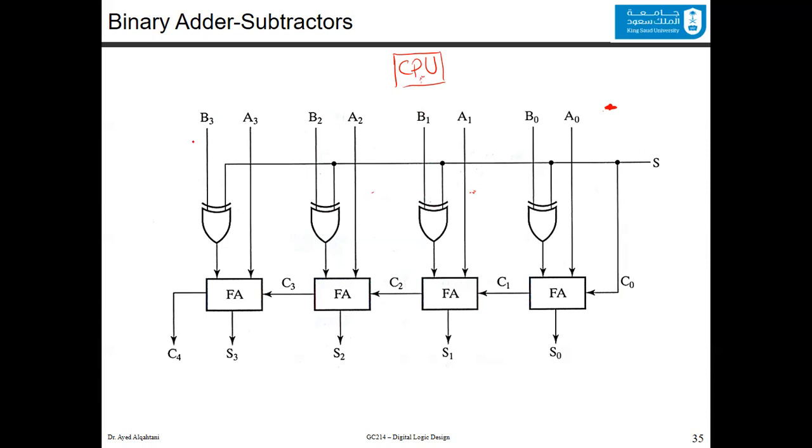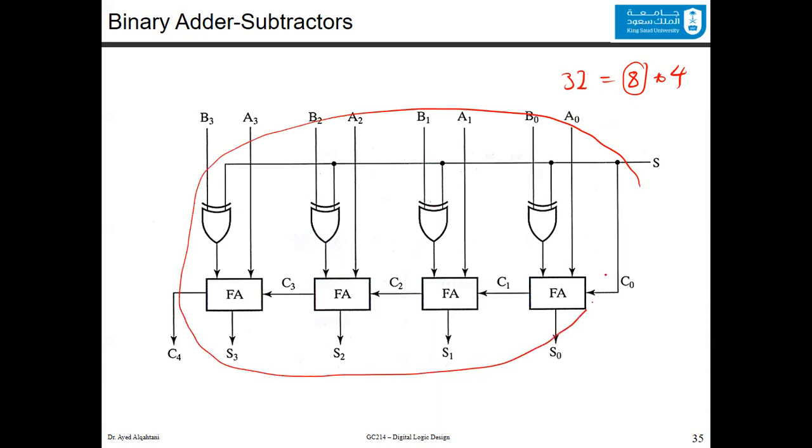In this example, we have 4 bits. You can repeat this 4-bit design many times to generate 32 bits. To get how many repetitions you need, if you want 32 bits, then you need some number that you multiply with 4. This number is going to be 8. 4 times 8 is 32. So you need to copy this design 8 times to generate 32.